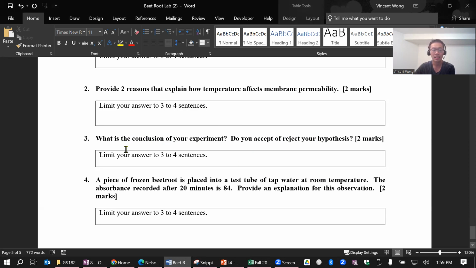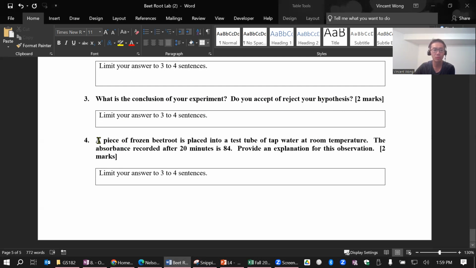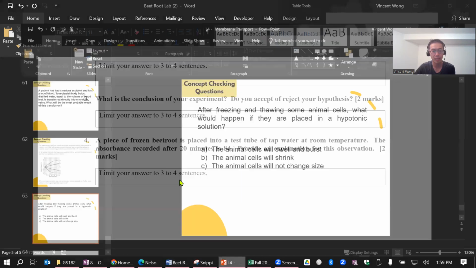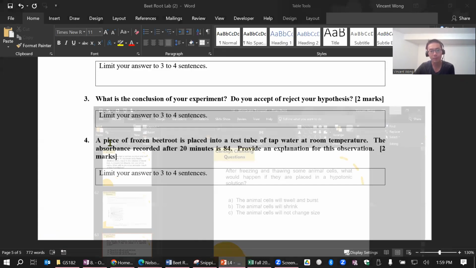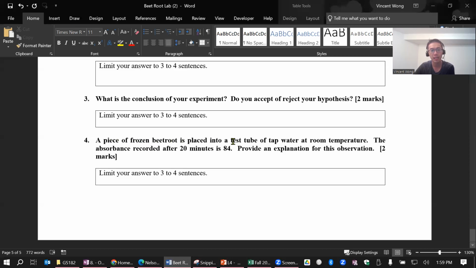That's it. Now, number 4, people always get it wrong, but hopefully you will get it right after I explain the freezing and thawing thing. Let me read it to you. A piece of frozen beetroot is placed in a test tube of tap water at room temperature. The absorbance recorded after 20 minutes is 84. Provide an explanation for this.